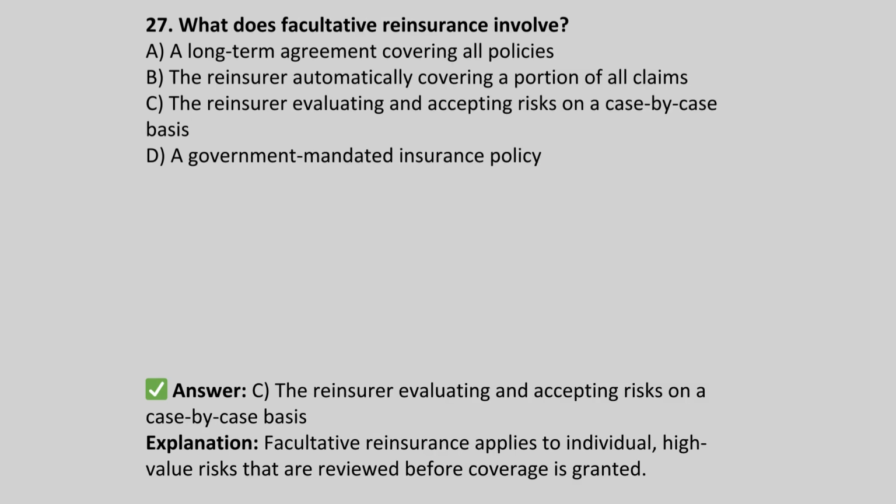What does facultative reinsurance involve? A. A long-term agreement covering all policies. B. The reinsurer automatically covering a portion of all claims. C. The reinsurer evaluating and accepting risks on a case-by-case basis. D. A government-mandated insurance policy. Answer: C. The reinsurer evaluating and accepting risks on a case-by-case basis. Explanation: Facultative reinsurance applies to individual high-value risks that are reviewed before coverage is granted.